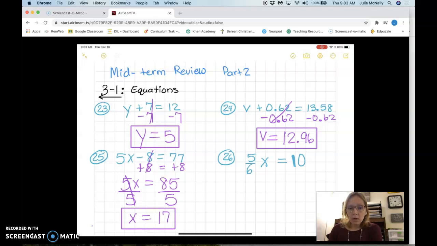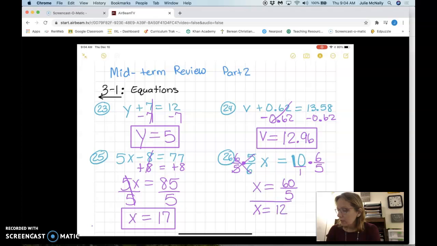And then the last one is a fraction. So whenever I have a fraction with my variable, I need to flip it and multiply. So I'm going to do that to both sides, because whatever I do to one side, I have to do to the other. And what happens is these 2 cancel out. And then remember your imaginary 1. 10 times 6 is 60. And 1 times 5 is 5. And then I'm going to go ahead and break that down completely. So 60 divided by 5 equals 12.